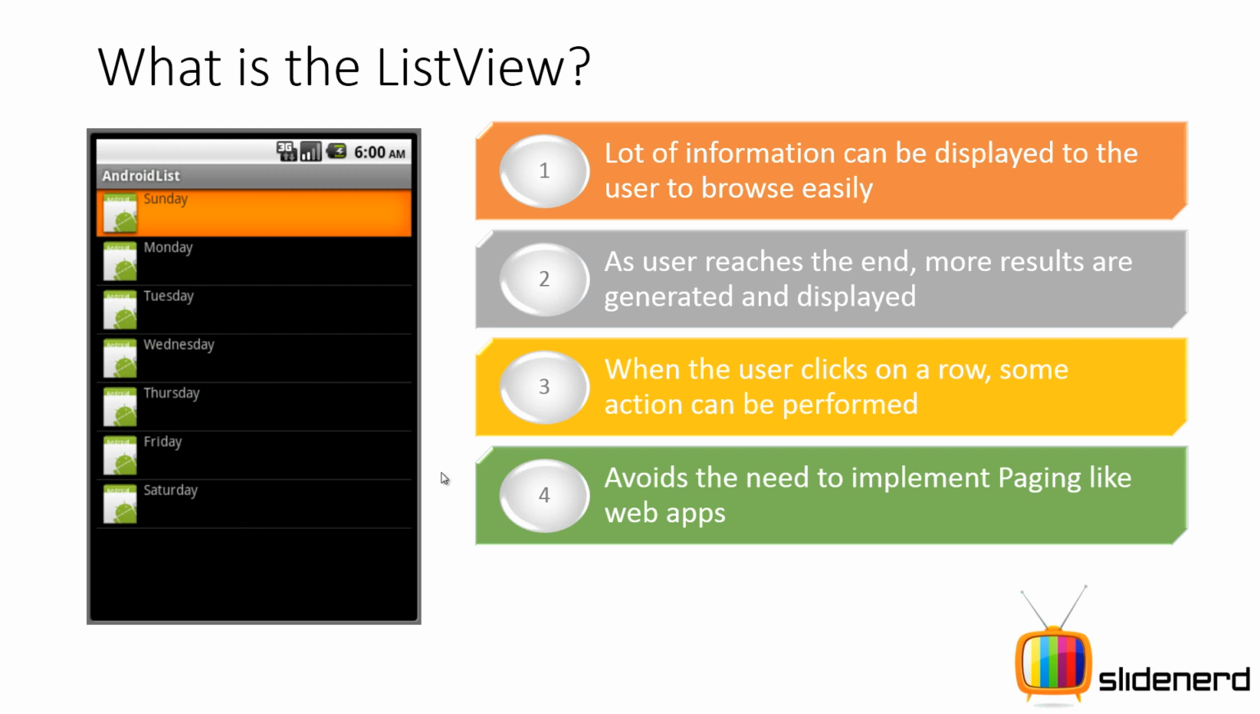And then again, the list view avoids the need for pagination. Now you guys remember, if you search something on Google, you get the results and there are page numbers 1, 2, 3, 4 at the bottom, right? You don't want to do that in a mobile device, and that is why your list view is used.